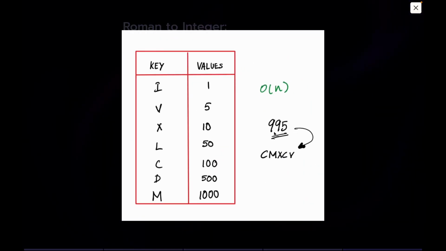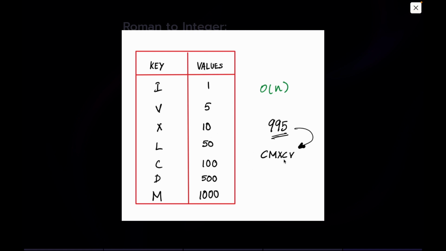So here we have got 995. Let's take C. C is 100. We got 100 in the counter now. But after that we got M. M is a higher value. So what are we going to do? Subtract 100 from 1000. So we have got 900 here. After we have got 900, we have got X. What is X? X is 10. We have got 910 now.